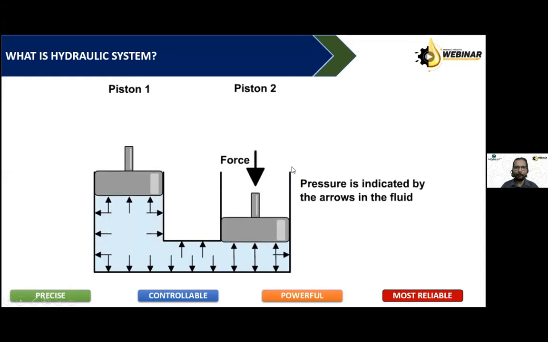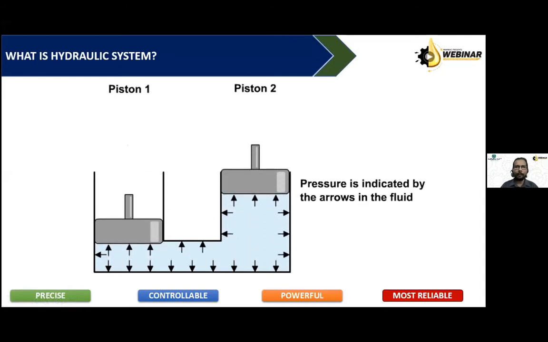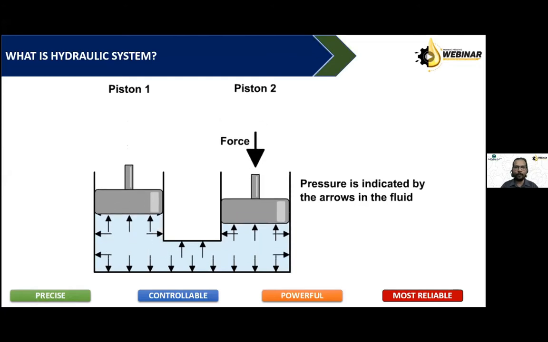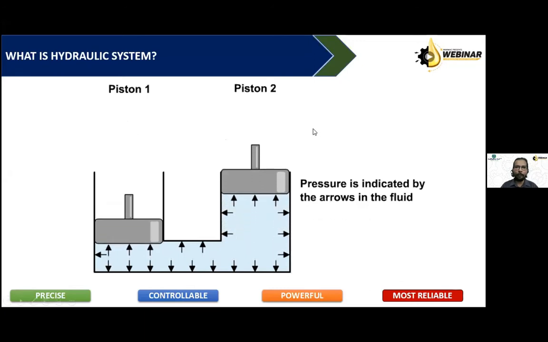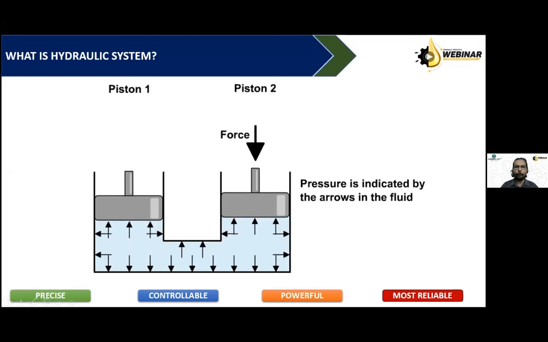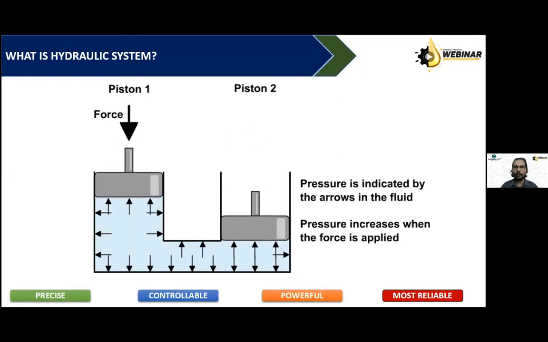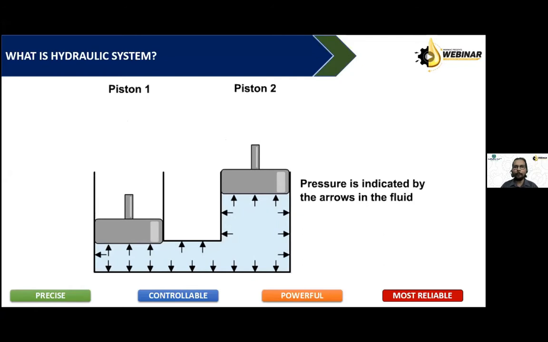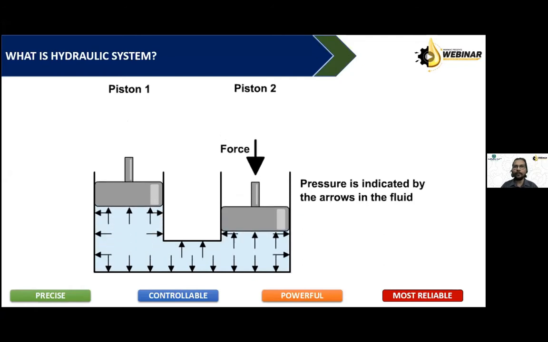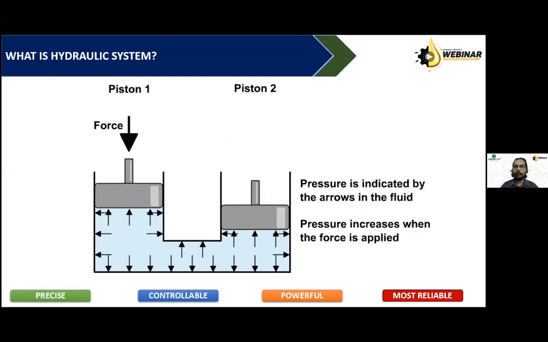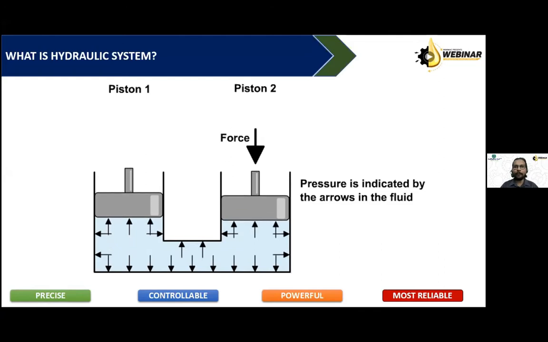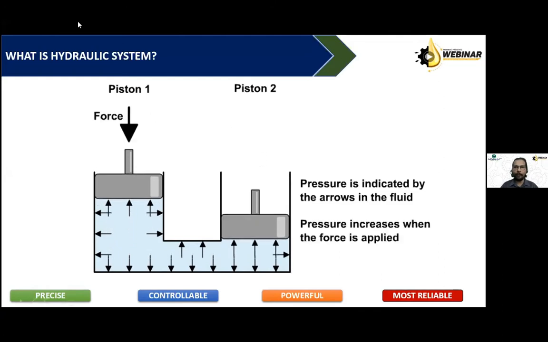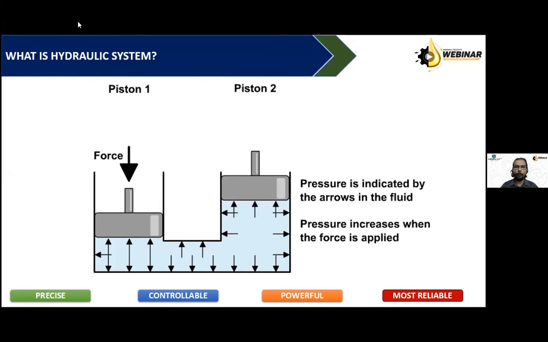Here we can see a simple example: force is applied over a piston and it tries to compress the fluid below it. When the fluid is compressed, pressure increases and that pressure is transmitted to piston number 2 and it will try to lift piston 2. In this picture both pistons are of the same size, so the force applied at piston 1 is transmitted to piston 2.